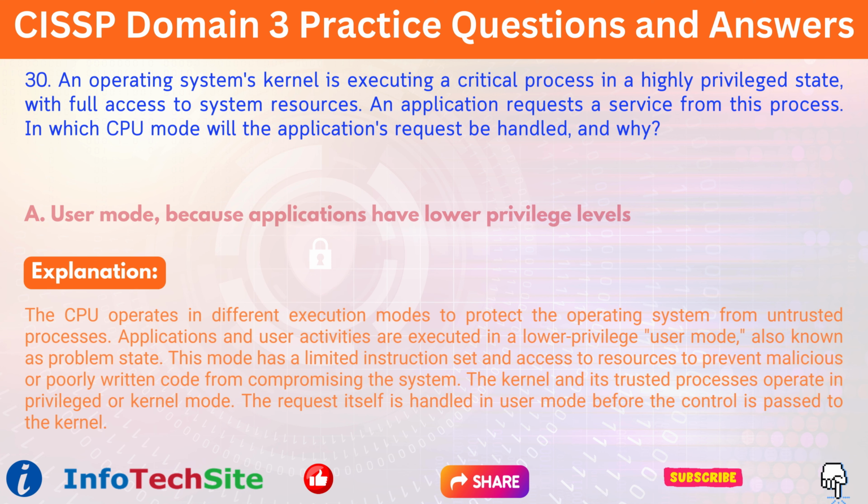The correct answer is A. User mode, because applications have lower privilege levels. Explanation. The CPU operates in different execution modes to protect the operating system from untrusted processes. Applications and user activities are executed in a lower privilege user mode, also known as problem state. This mode has a limited instruction set and access to resources to prevent malicious or poorly written code from compromising the system. The kernel and its trusted processes operate in privileged or kernel mode. The request itself is handled in user mode before the control is passed to the kernel.